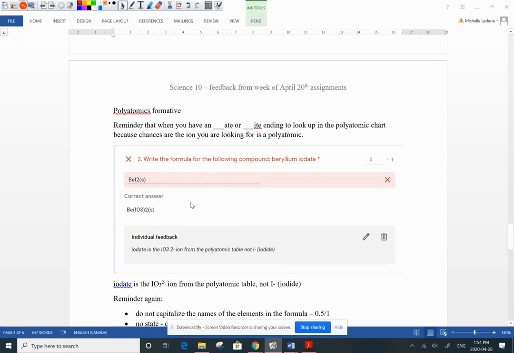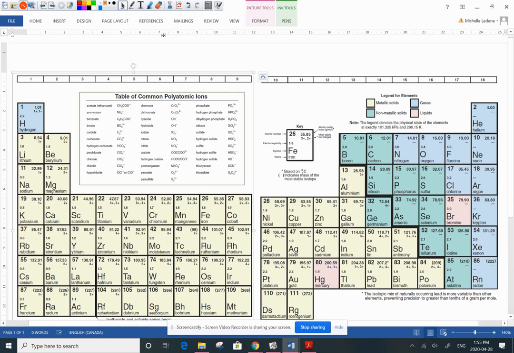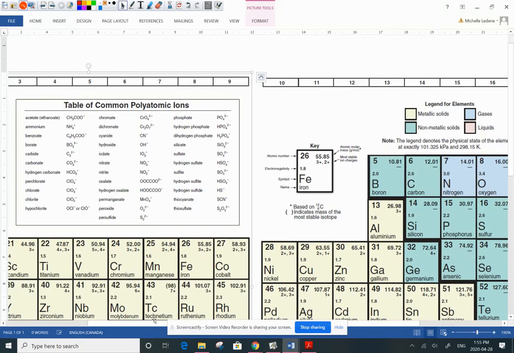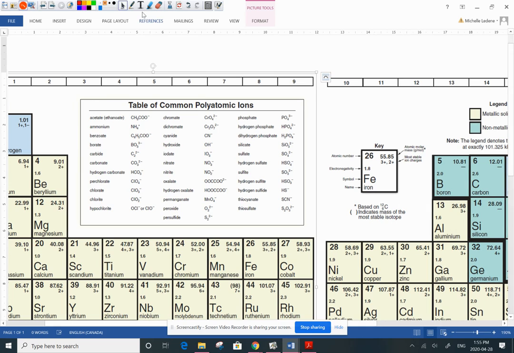Okay, just a quick reminder about your polyatomics. When you're looking at the ending of names, and if the ending is an ATE ending or an ITE ending, then instead of going to the nonmetal side of your periodic table, you're going to look up in the special table, the polyatomic ions table. Here's your polyatomic ions table, and I'm just going to blow this up a little bit bigger so that you can see it a bit better. This table is where our polyatomics are. There's more than one atom that makes up the ion.